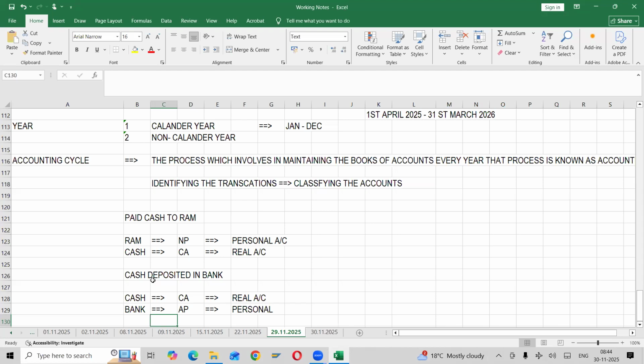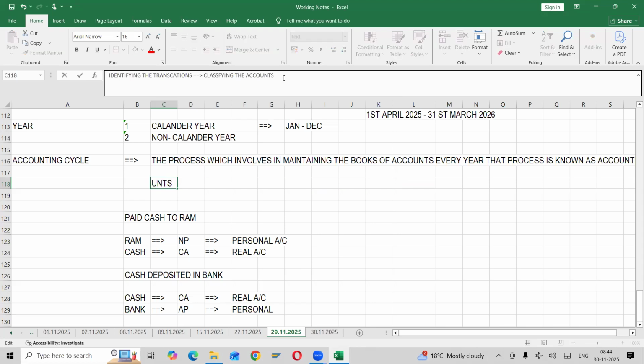So now, first, we identified the transaction, whether it's a cash transaction or a credit transaction. Next, we classified whether it is a personal account, a real account, or a nominal account. Identifying the transactions, classifying the transactions. Next one, recording the transactions. I'll tell you in our next session.